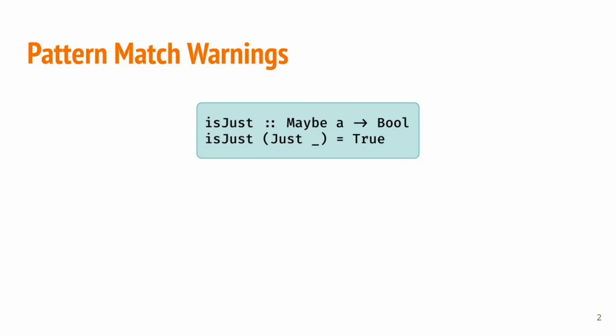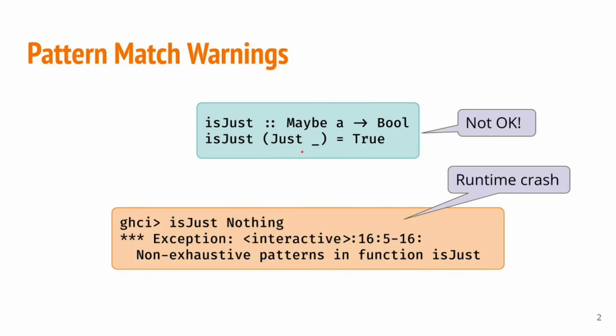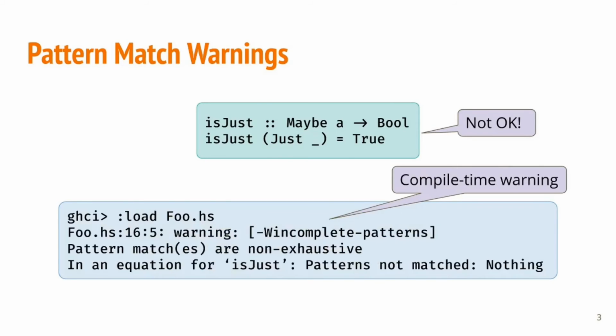Let's start with a quick recap about pattern match warnings. This incomplete definition of isJust in Haskell here will crash when called with Nothing, because it lacks a covering clause. Now, runtime crashes are annoying, especially for such an obvious oversight. So the compiler should, and indeed in the case of GHC it does, warn about it. I'll talk about how GHC figures out these missing cases.